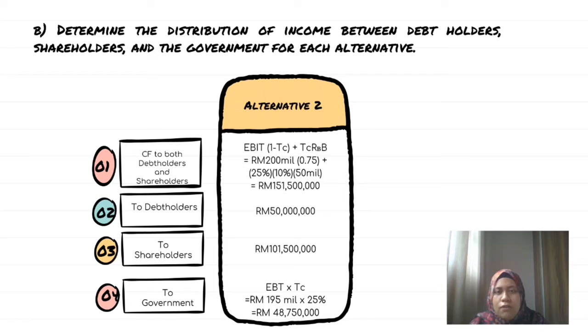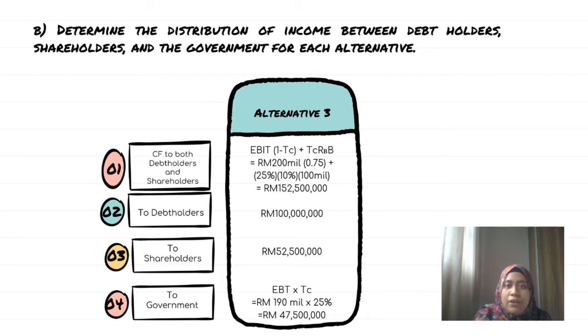So we need to find EBIT minus interest expenses, then we get EBT, which is earning before tax, and we times it with the tax rate. The interest expenses for alternative 2 is 5 million, which is why we get 195 million. And the last step 4 for alternative 2, we get 48.75 million.